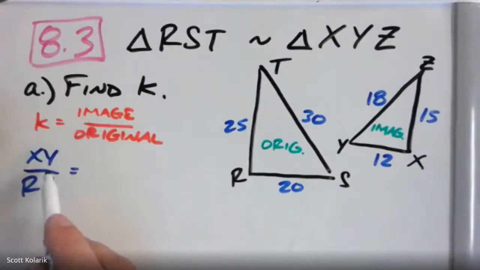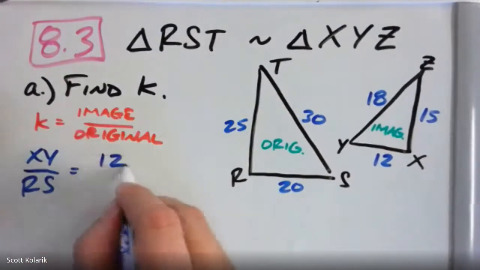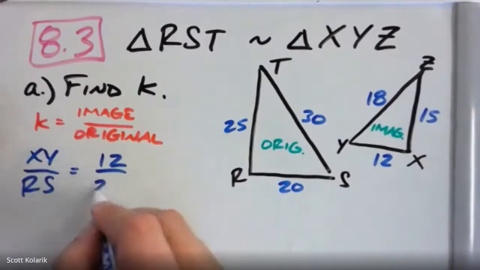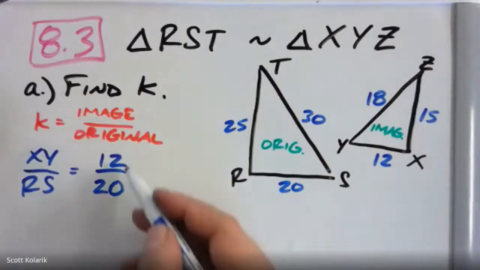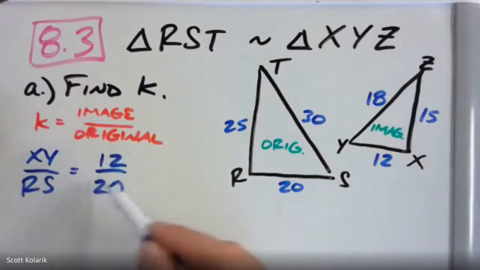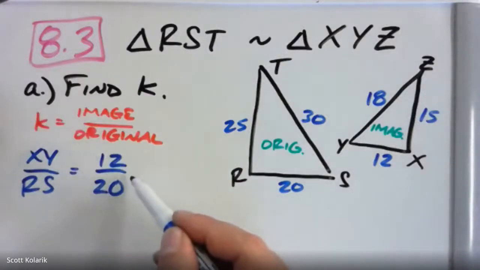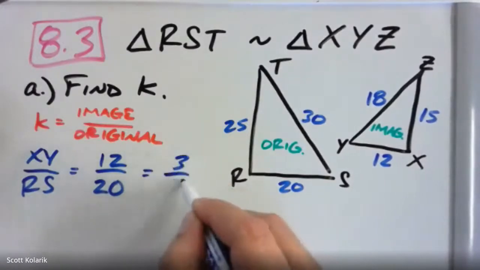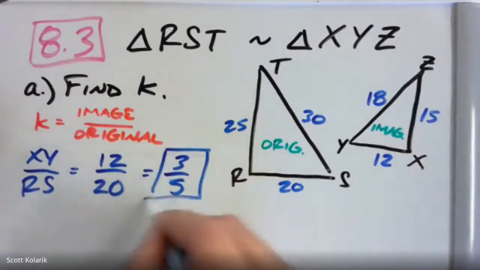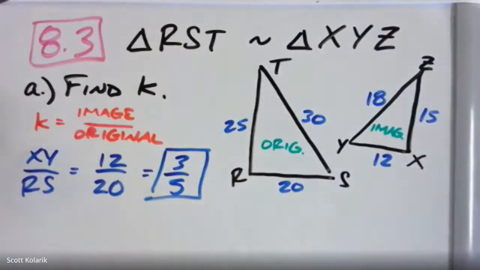So now I just plug in the pieces I know. XY here is 12. RS is 20. There's my image over my original length. And if I reduce this fraction, technically this is my scale factor, but if I reduce this fraction, I'll get it down to something a little bit nicer. 4 goes into top and bottom. That's going to become 3 over 5. My scale factor K is 3 over 5.